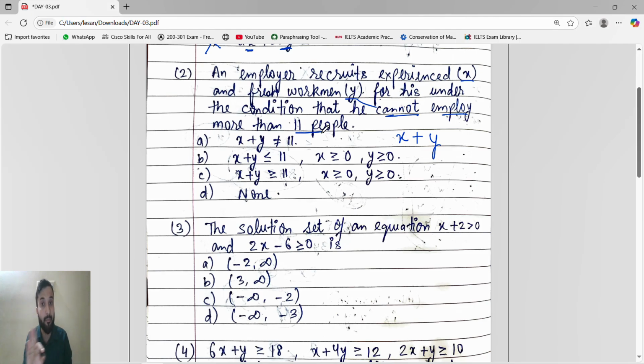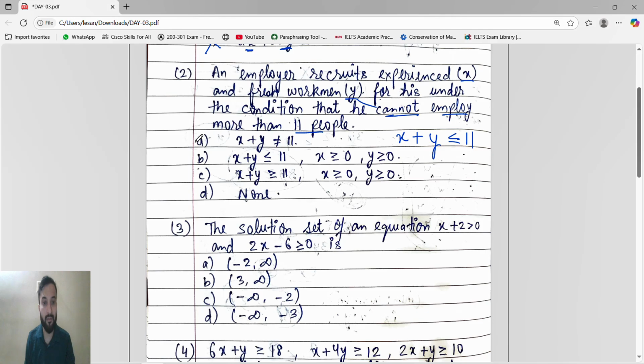Under the condition that he cannot employ more than 11 people. Cannot employ more than means the sign should be less than, because you cannot go beyond that. You cannot employ more than 11, but you can employ 11. So it should be less than or equal to 11. So x plus y should be less than or equal to 11.